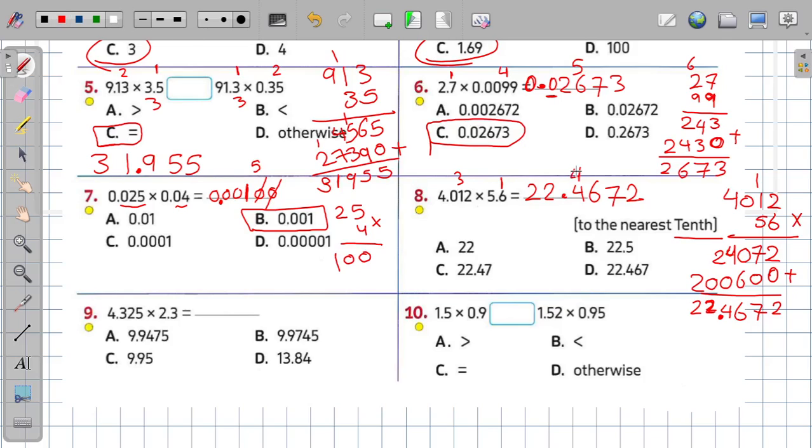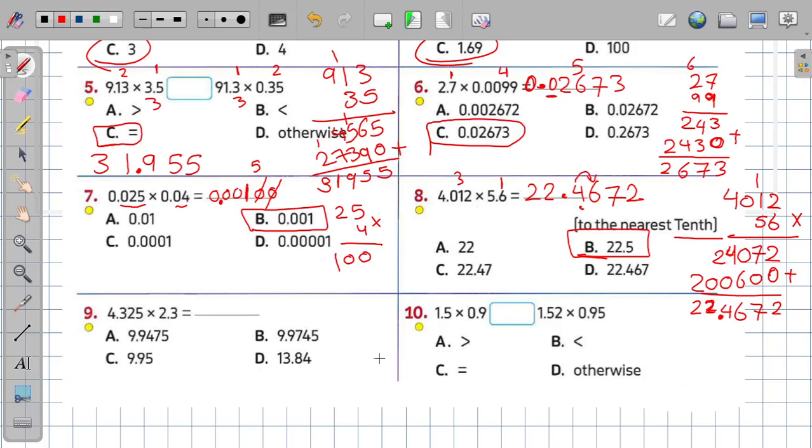First, I will see which digit is in the tenth place. I have 4 here, and the next digit is 6. So I will add 1 to 4 because 6 is a strong digit. So it will be 22.5.